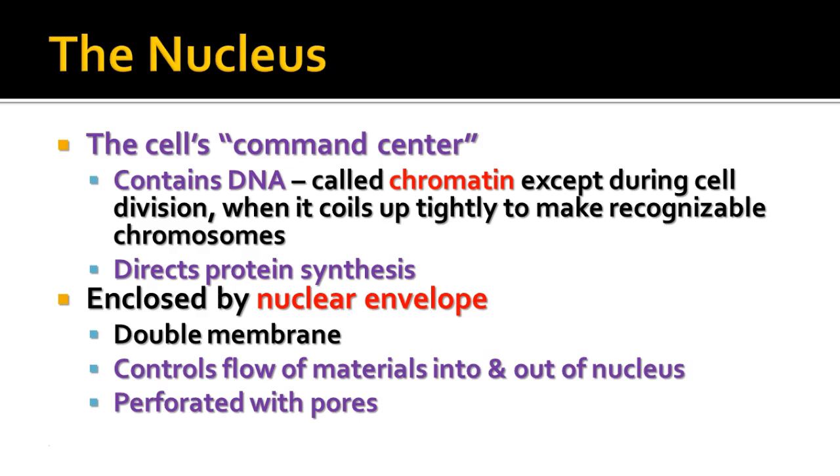The main purpose of the nucleus, or the DNA, is to direct the synthesis of proteins and other molecules in the cell. The nucleus is enclosed by a nuclear envelope, which is a double membrane, and its function is to control the flow of materials into and out of the nucleus. There are pores in the nuclear envelope that allow certain molecules to go through, both in and out, and others are kept out or kept in.